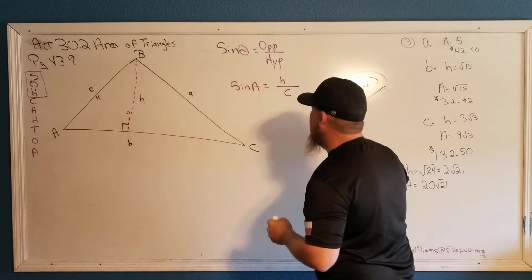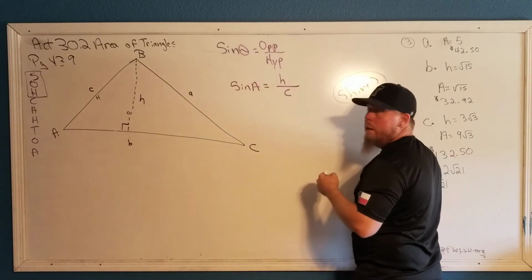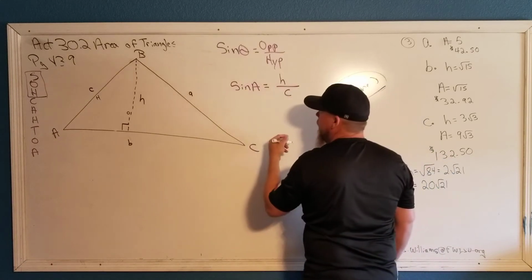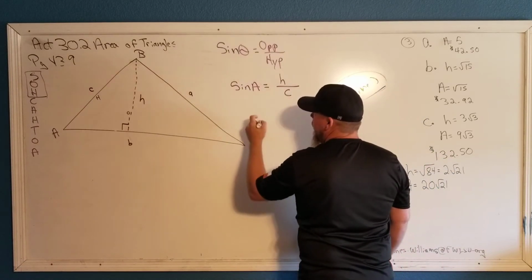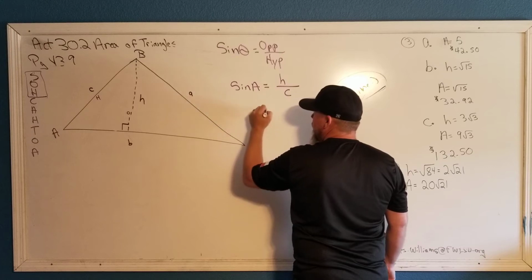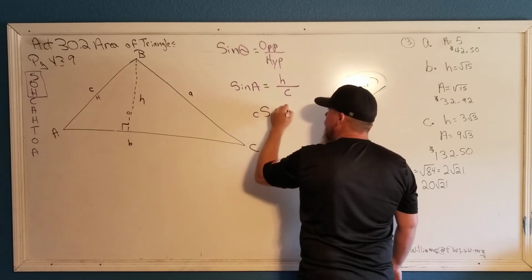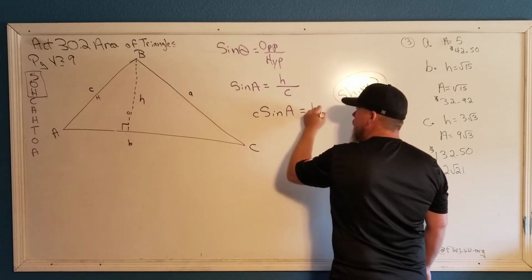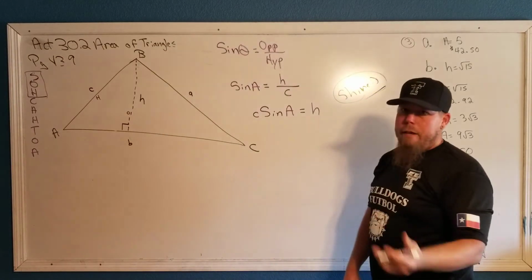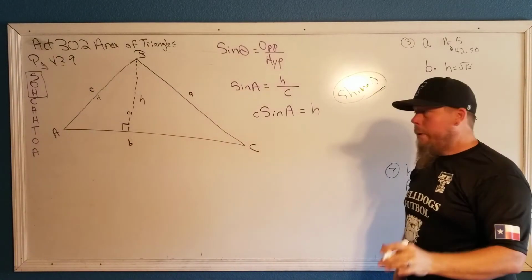Well, what if we wanted to solve for H? Well, algebraically, all we'd have to do is multiply by C. Remember, that's a lowercase c, so when you're writing it, keep your c nice and small. And you've got sine of A equals H. Now, you might be thinking, why in the world should we do that? Well, watch what happens here.